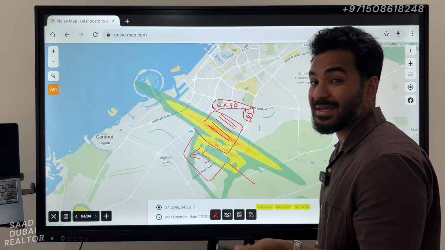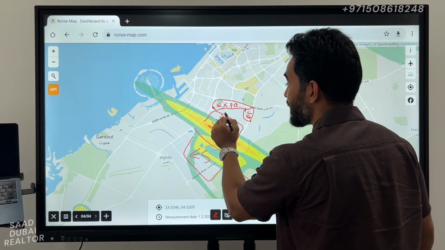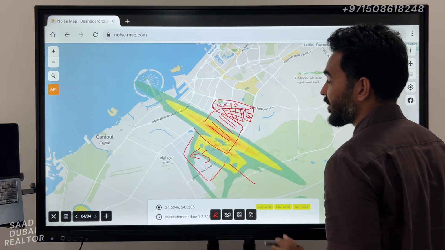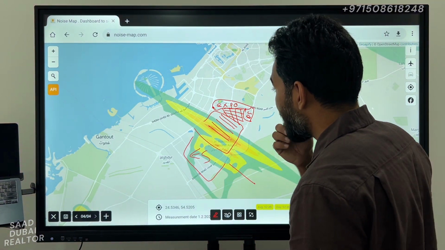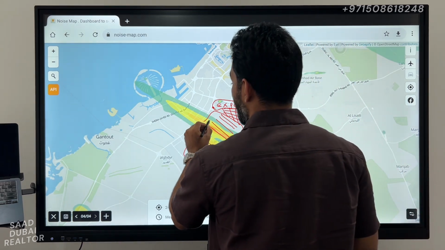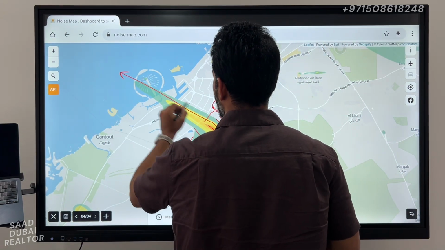Now the Expo plan has expanded. I believe this entire area is also going to be part of the Expo master plan. And a surprising point, look how the flight path is.